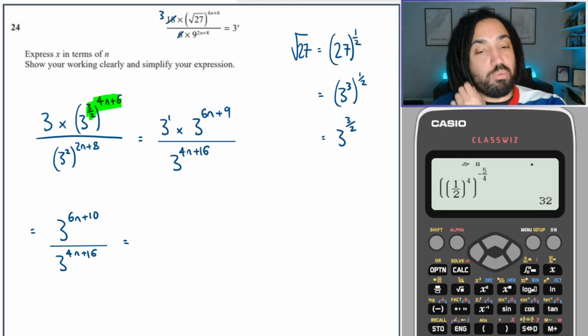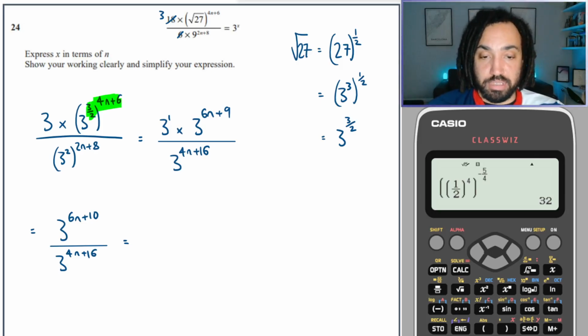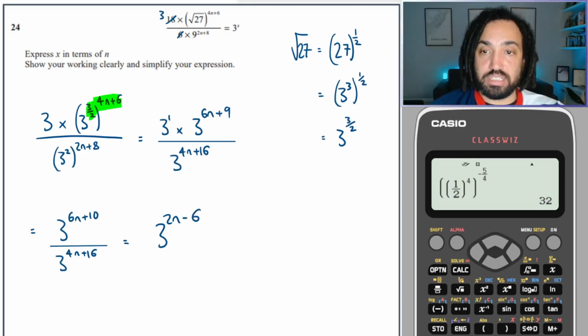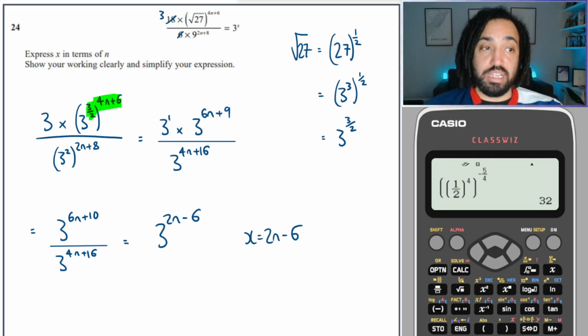Okay, great. So now what happens when we divide, in this case 3's? We subtract the powers. So I've got to do 6n minus 4n, which gives me 2n. And I've got to do 10 minus 16, which gives me minus 6. So therefore x is equal to 2n minus 6.